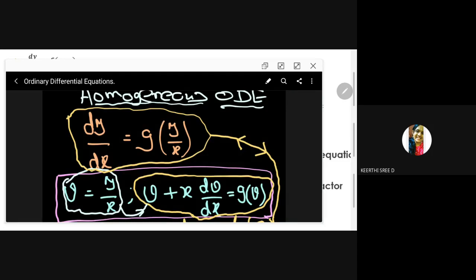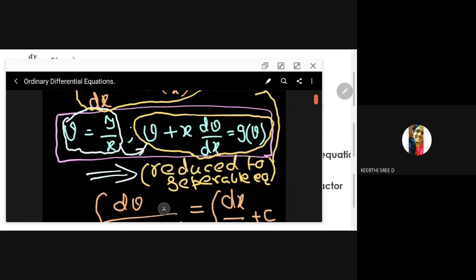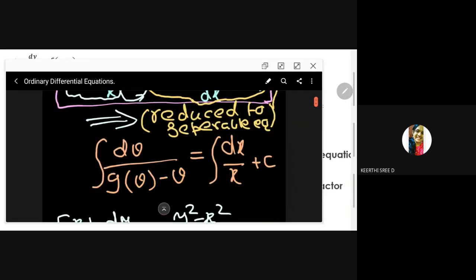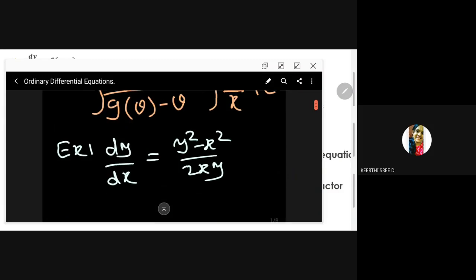So that can be reduced to a separable equation here. You can get an answer. See some examples I have given. dy by dx is equal to y square minus x square by 2xy.